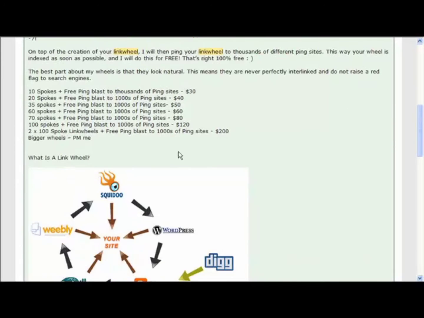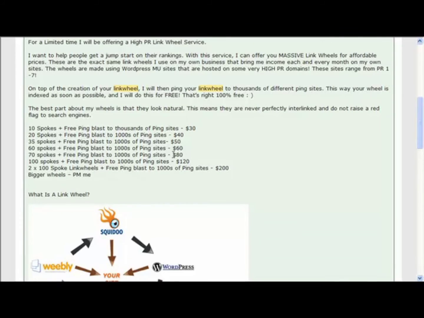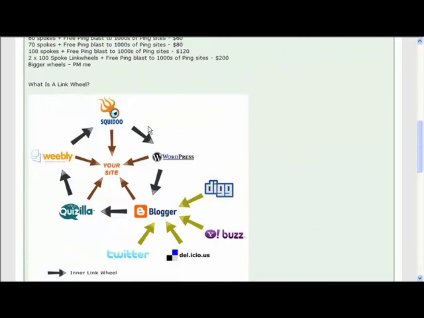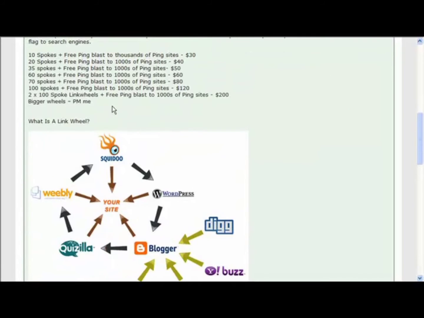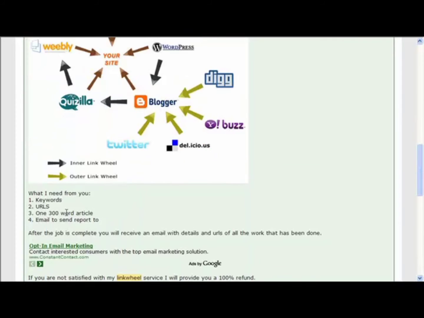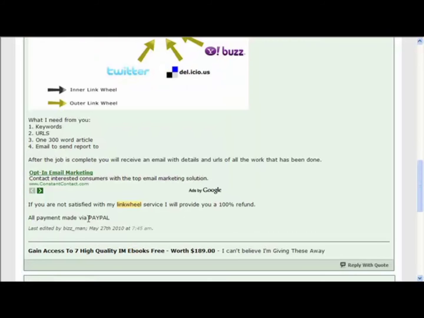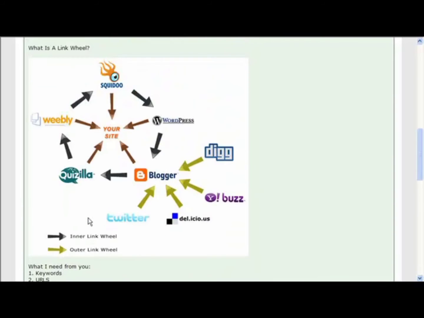And I know this particular person will provide you with a reporter where he's put all your links as well. So they're all on sites from PageRank 1 to 7. So very, very good. He will do these link wheels for you. So all you need to do is a keyword, URL, article, and an email address, and there you are. So I mean, this is a good one.